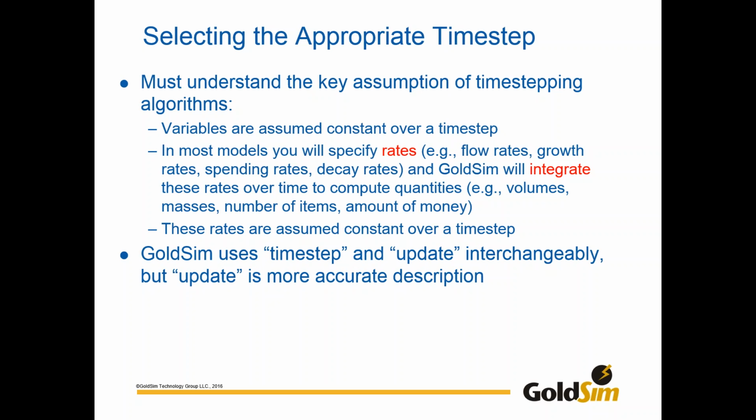When I use the term time step, and I'll do that throughout this talk, and we do the same thing in the documentation, it's really kind of an incorrect term. A time step really refers to a length of time, 1 day, 1 month. What we're really talking about are updates. When do we update the model? We update the model every day. We update the model every month. We update the model every hour. We often use these two terms in the documentation interchangeably, but the more accurate description of what we're talking about is an update. We're updating the model at a particular point in time.